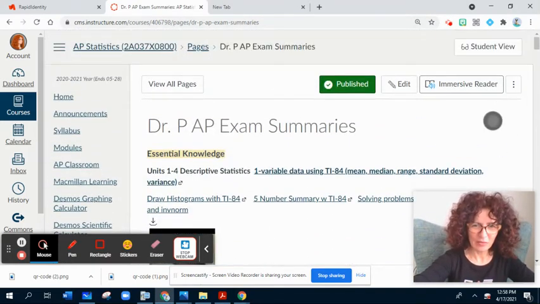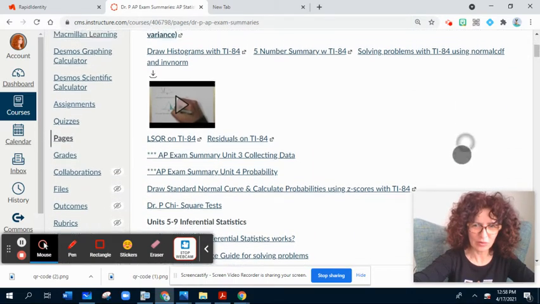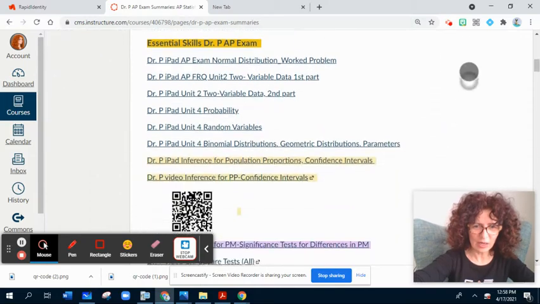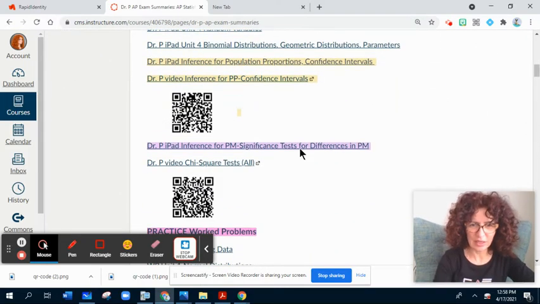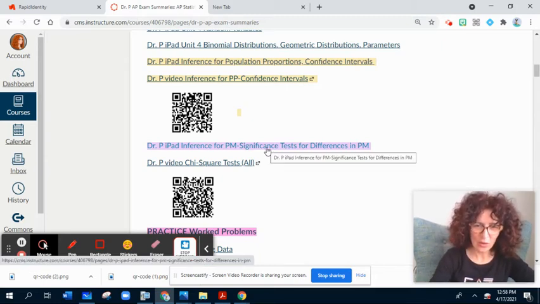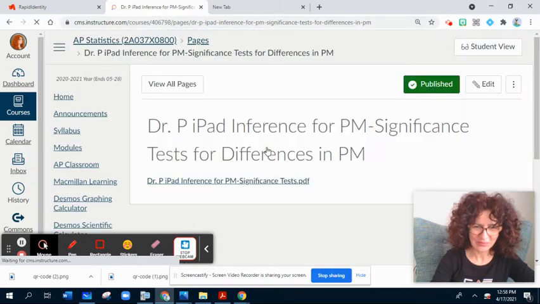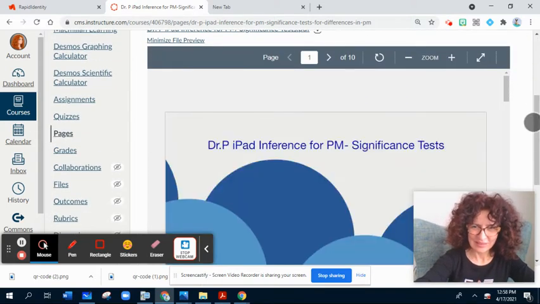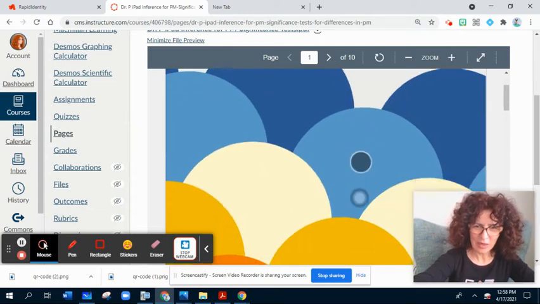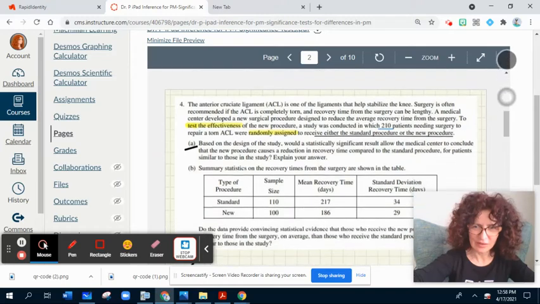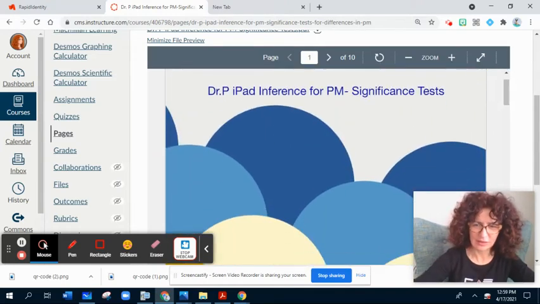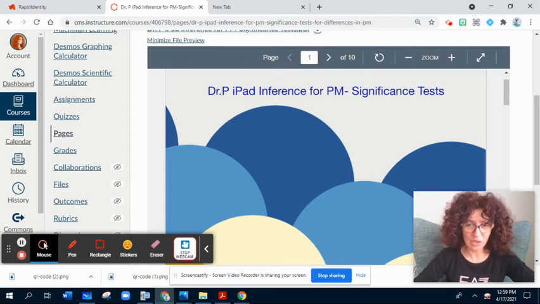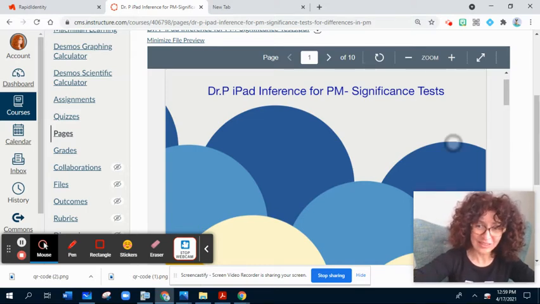We are on my Canvas course because from here I can use many tools from Screencastify. Our lesson is Inference for Population Means. So let's see what it's all about. We will discuss today the significance test. In the first part, we discussed confidence intervals for population proportions. For this second part, I chose the population means significance test for two populations. Let's see.